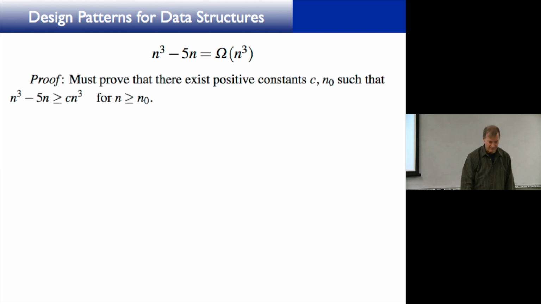Remember that? So how do we do that? What do we start with? Show that there exist two positive constants. Oh yeah, we have to say it. So we must prove that there exist positive constants c and n naught such that n cubed minus 5n is greater than or equal to c n cubed for n greater than or equal to n naught. So you need to be able to write that down. Okay, and now what?